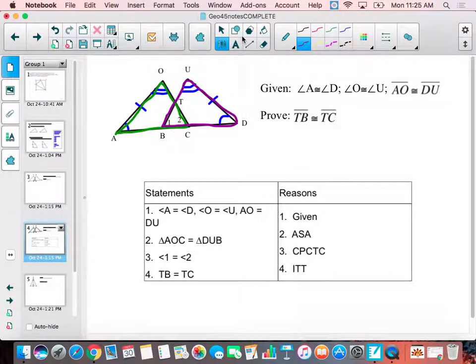I outlined them so you could see the triangles I'm talking about since they overlap. Once I have that these two triangles are congruent by ASA, again, notice the angles I said were in the proof and the location of that side. That's why I said ASA. I can prove angle 1 is congruent to angle 2 by CPCTC. And once I have that those two angles are congruent, if I focus on this small triangle right here, I can use ITT to prove that TB is congruent to TC.